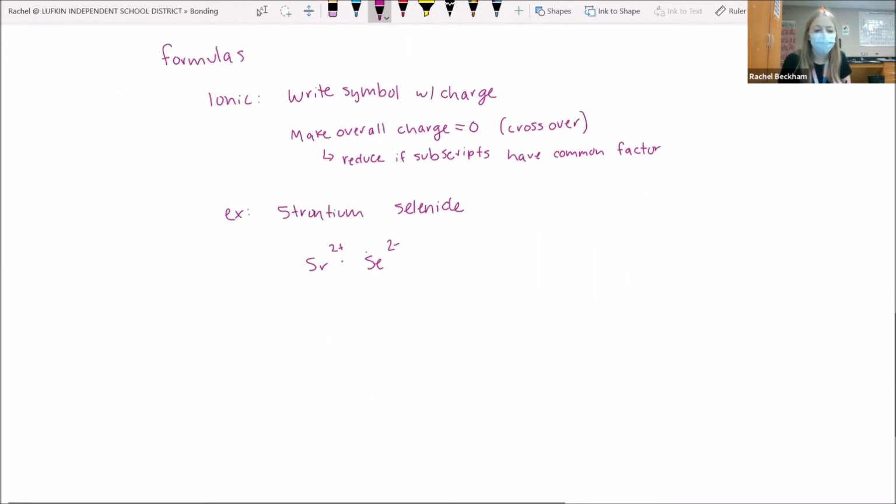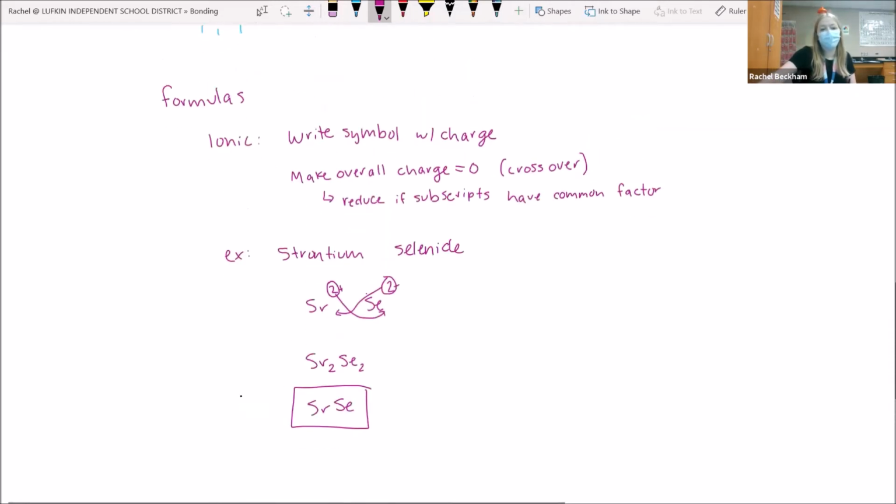So if we did the crossover rule, this number would go here, and this number would go here. Sr2, Se2. And then this note says reduce if they have a common factor. So there's a common factor here. We could divide both by 2 and get 1. You basically just need 1 of each, because +2 and -2 cancel out. So this will be your final answer. What I don't want to see in your final answer are the charges along with it, like Sr1 plus, Se1 negative. You don't show any of the charges in your final answer.